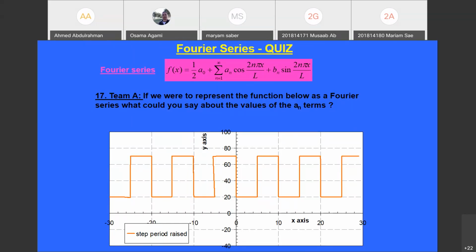And because you have the formula A naught over 2 in this Fourier series, you have to write 2 over the whole period. The whole period is 10. So you have 2 over 10, integration from 0 to 5 for your function, which is 20, plus the integration from 5 to 10 for your function, which is 70. So what is A naught?